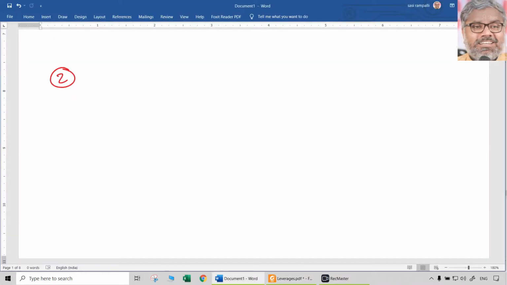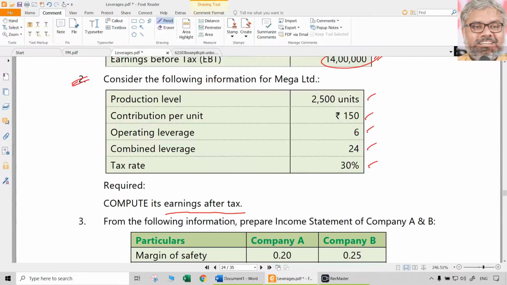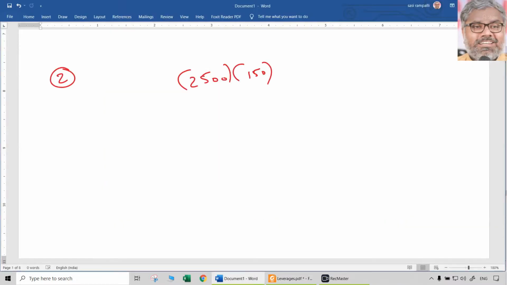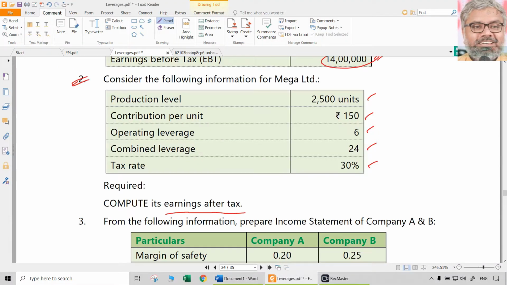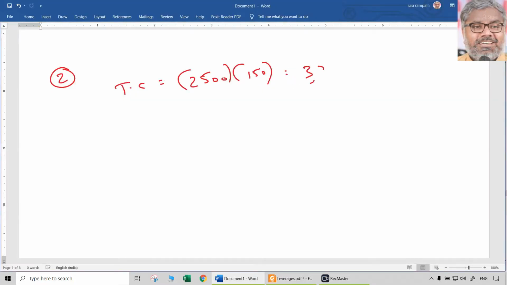So if at all we have this 2,500 units of number of units, contribution per unit is 150. That means total contribution is how much? That can be easily first found out. 2,500 multiplied with 150, that comes to 3,75,000. That is what? Total contribution.